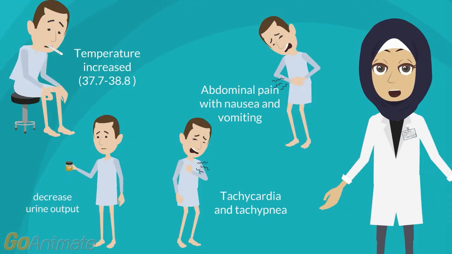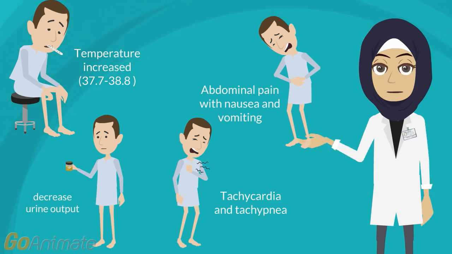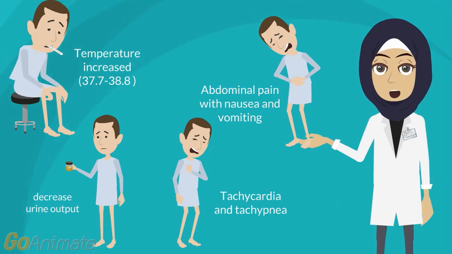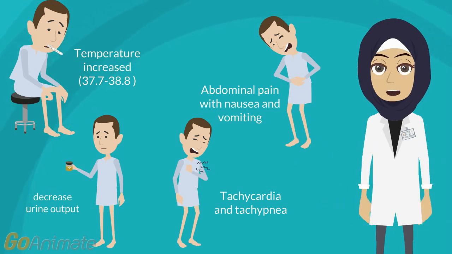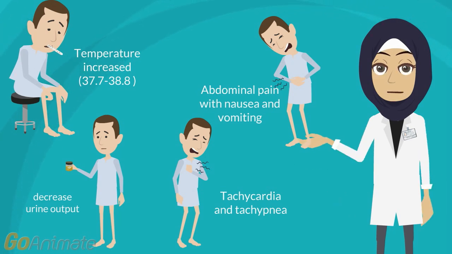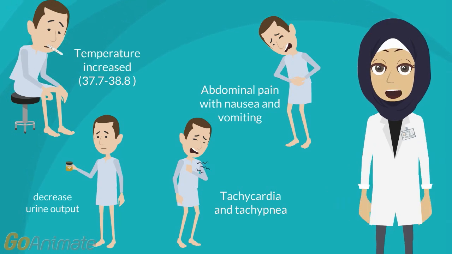While a patient with secondary peritonitis will experience abdominal pain with nausea and vomiting, and decreased urine output, tachycardia and tachypnea. Unlike the primary peritonitis, patient temperature will significantly increase from 37.7 to 38.8 in the first few hours and continue to rise for several hours. Patient may also suffer from hypotension and shock.